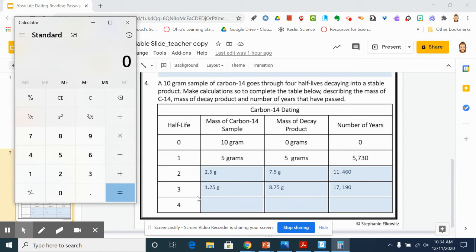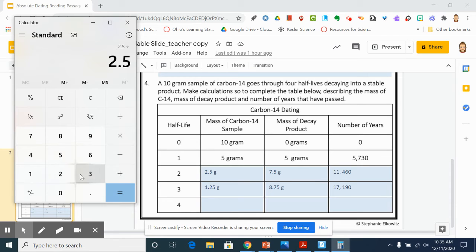Then when we look at 3 half-lives, what we're doing is we're looking at what we have remaining of carbon-14. We have 2.5 grams of carbon-14 sample remaining. We're going to divide that by 2. So feel free again, if this is difficult for you, to use your calculator.